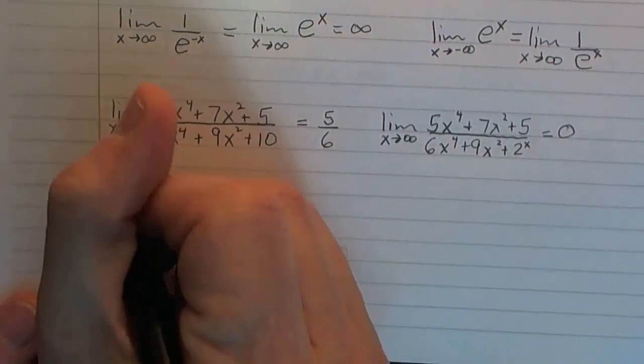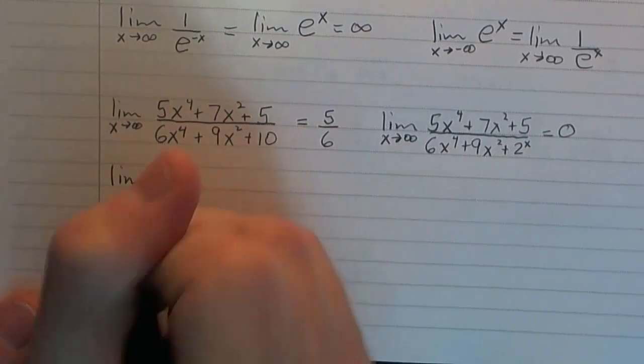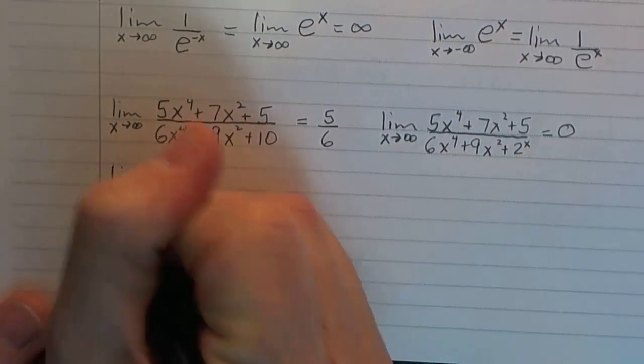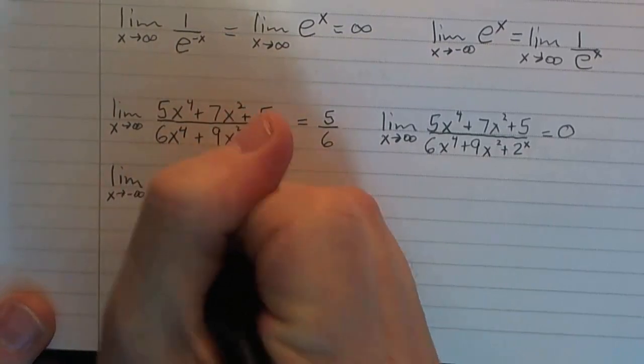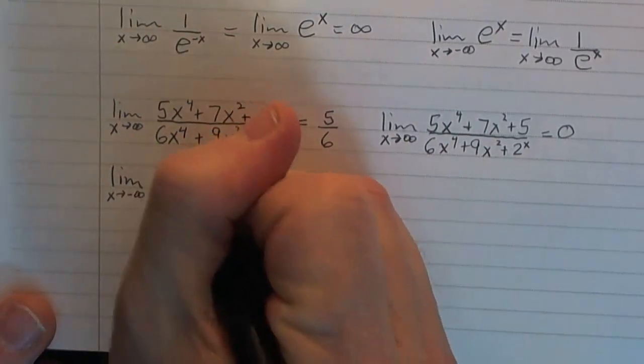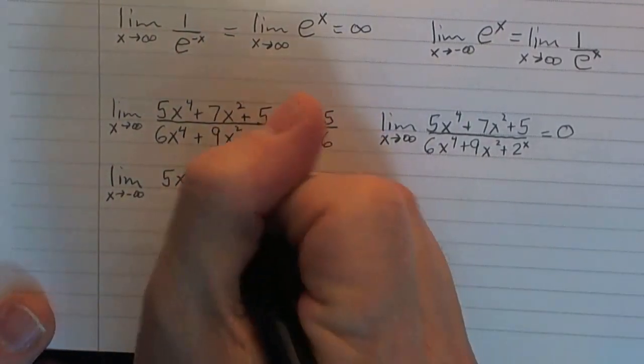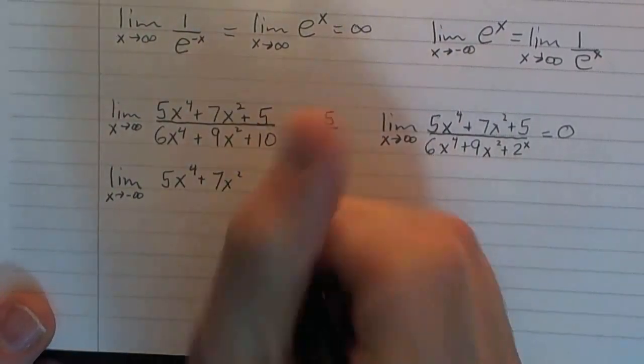Now, if I modify it a little bit, if I say, well, what about if x goes to negative infinity? And I've got this same thing, 5x to the fourth plus 7x squared plus 5.